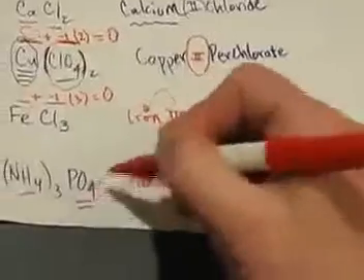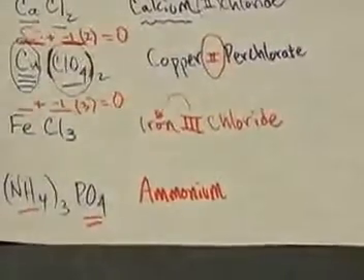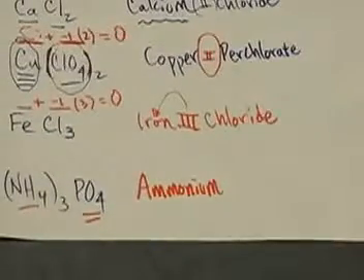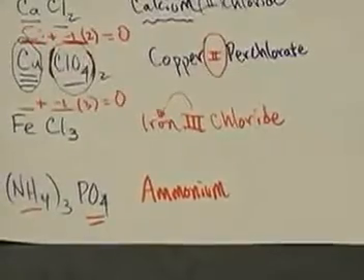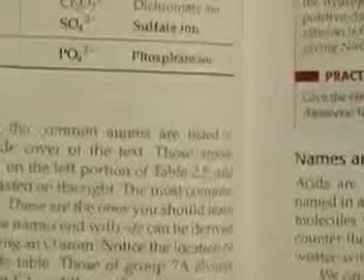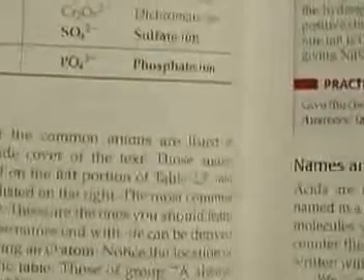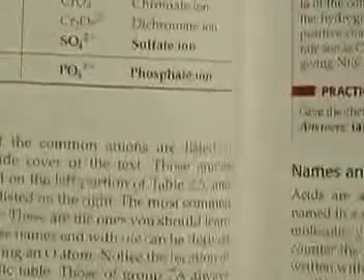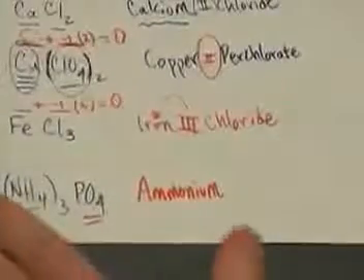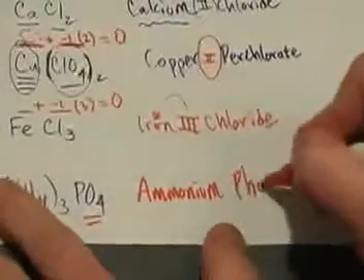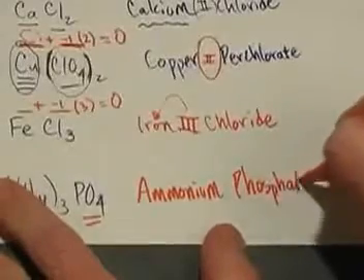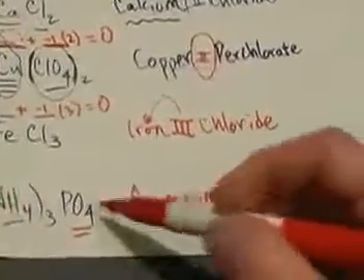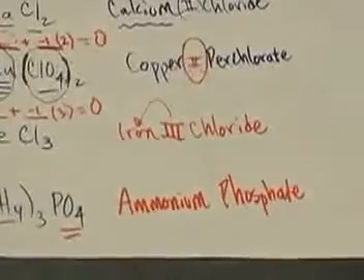and then I would look up PO4, which is another polyatomic ion. And this one happens to be negative, so we'd call it an anion. And if you look on the list of polyatomic ions, there's PO4, and it happens to be a -3 charge, and it's called phosphate. And so I write down ammonium, and then I write down the negative ion, which is called phosphate. And ammonium phosphate is the name of (NH4)3PO4.